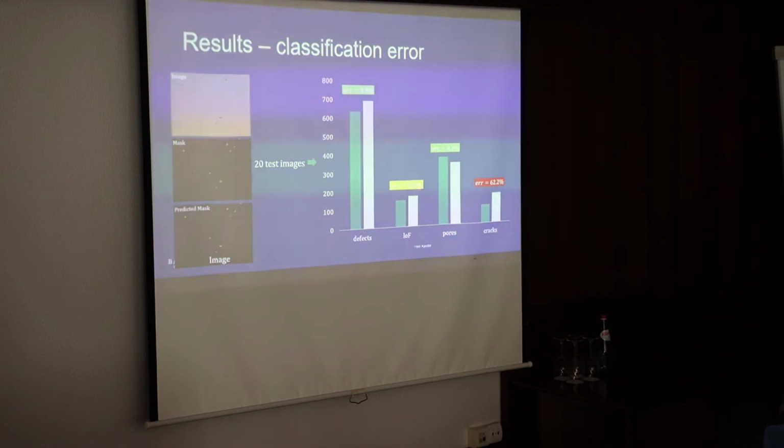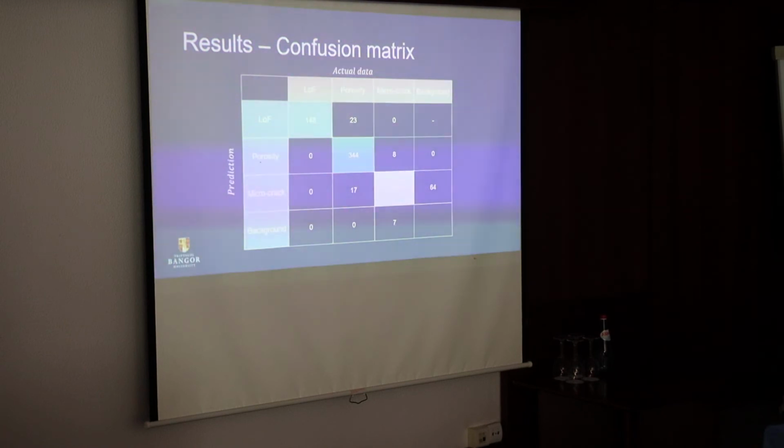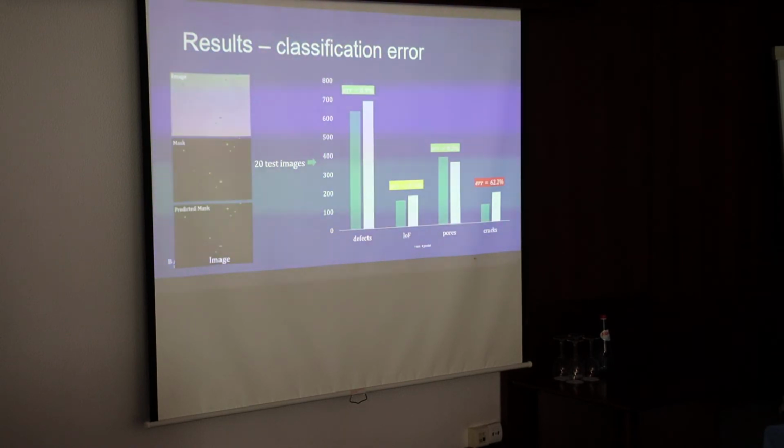If you look separately at lack of fusion zone, it has over-predicted by 15%. For porosity, it has under-predicted by 8%. And for micro cracks, it didn't do very well. It has over-predicted by about 62%. So probably this doesn't tell the full story, because it just tells you the number.